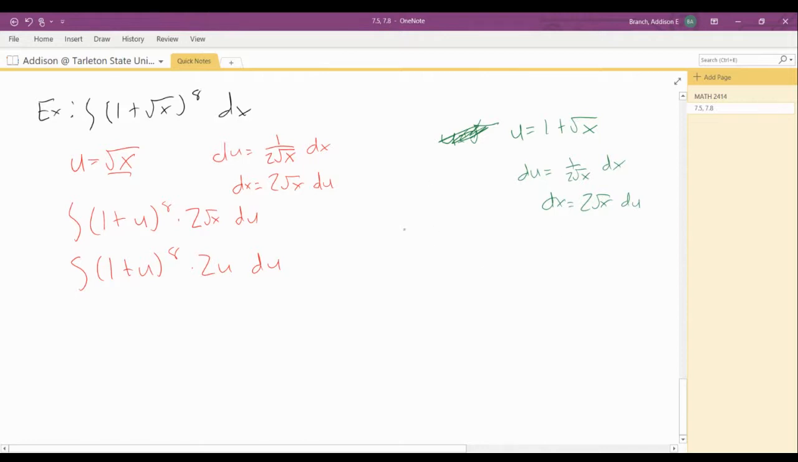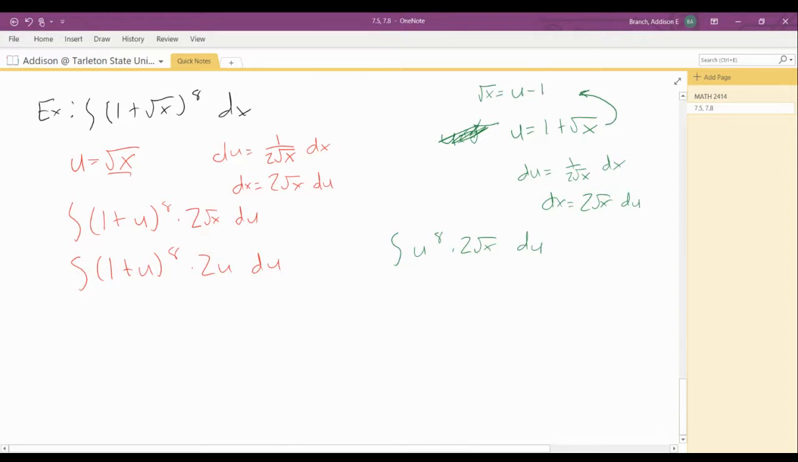So now let's set up this integral again. We have u is 1 plus square root of x, so u to the 8th times 2 square root of x du. Now we have to look at this square root of x. Since we have our u already established, we can play with that a little bit. If we know that u equals 1 plus square root of x, we can still solve for square root of x and say that square root of x is equal to u minus 1.